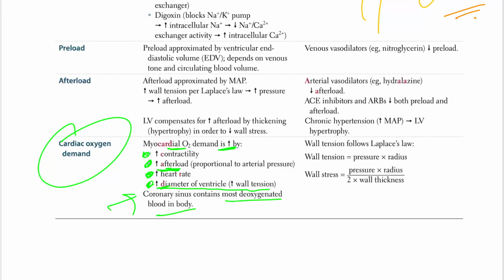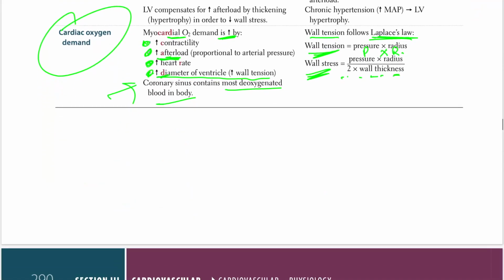So the next is where we have wall tension following the Laplace law. Wall tension equals pressure times the radius. So wall stress, on the other hand, is the pressure times radius divided by 2 times the wall thickness. So that's the wall stress, wall tension, and the Laplace law. What else can we have? Okay, let's talk about one extra thing here.